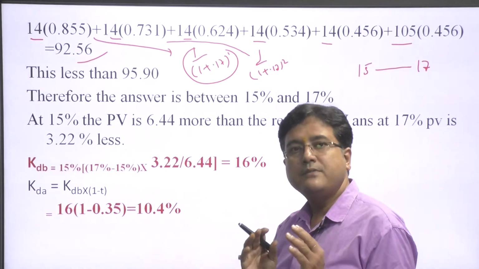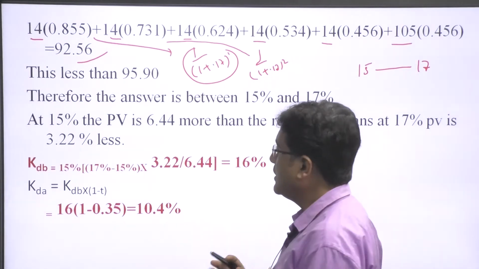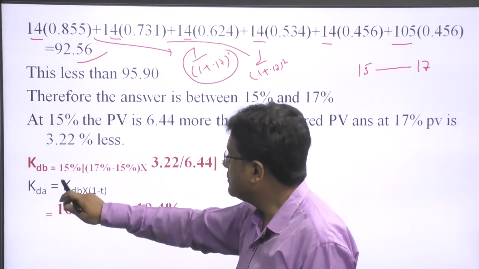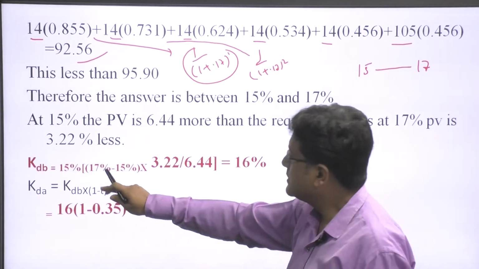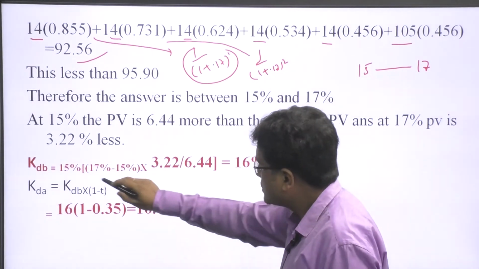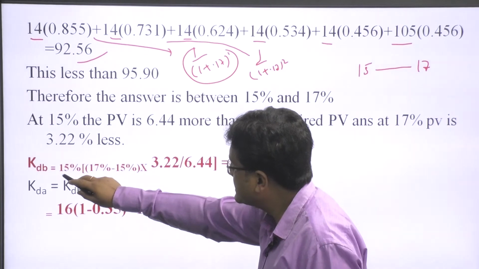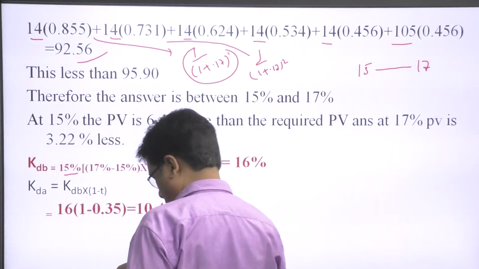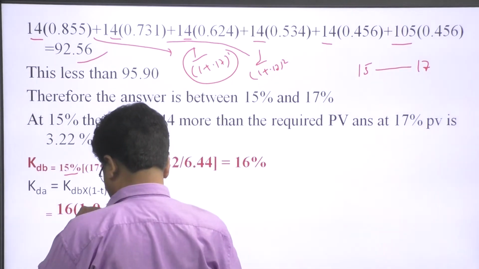To calculate between two figures, we have a formula: cost of debt equals 15% plus the difference of 15%. The lower value, 15%, goes first. It is a lower value, so we put the lower value first.